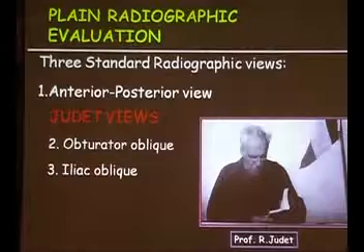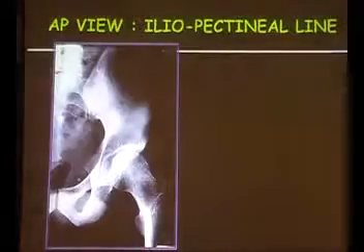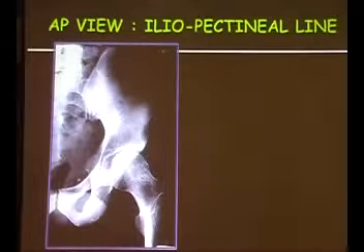So Judet views are mandatory: anteroposterior, obturator oblique, and iliac oblique. So this is the AP view. See this AP view.